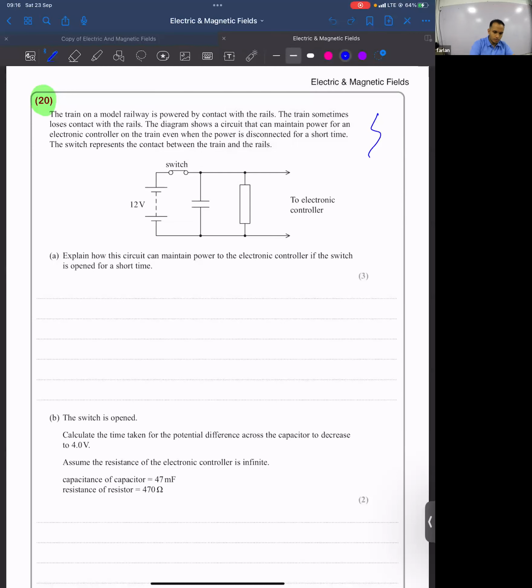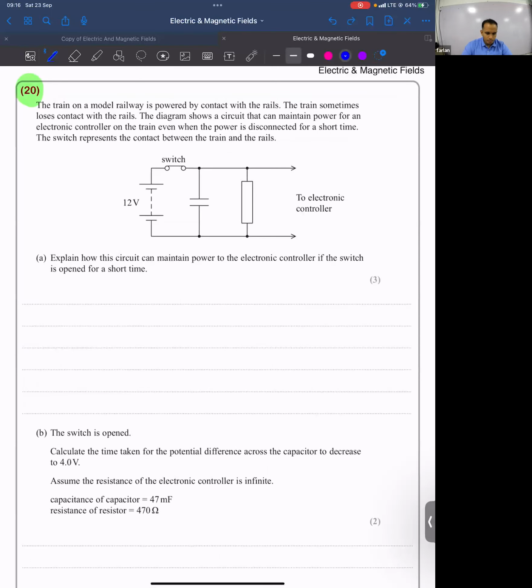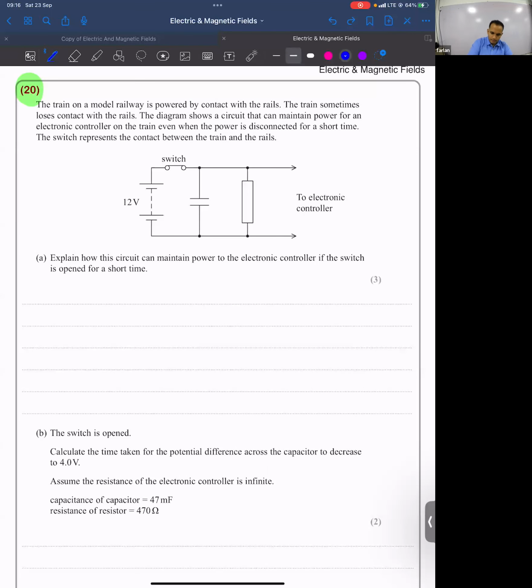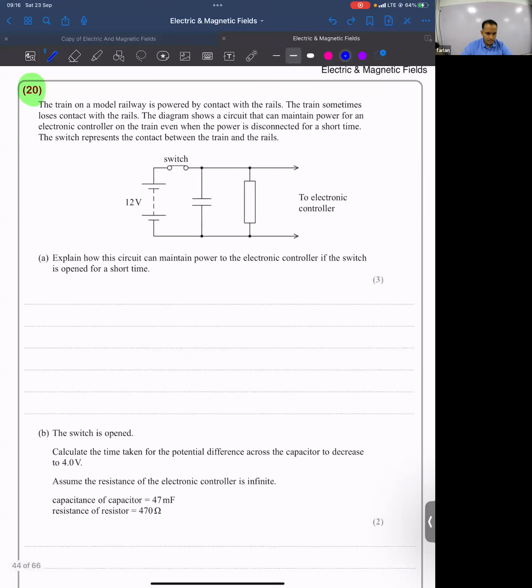Right. Let's do question 20. The train on a model railway is powered by contact with the rail. The train sometimes loses contact with the rail. The diagram shows a circuit that can maintain power for an electronic controller on the train even when the power is disconnected for a short time. The switch represents the contact between the train and the rails.